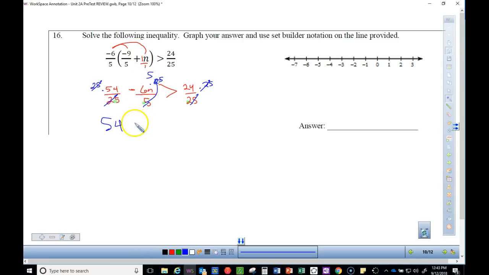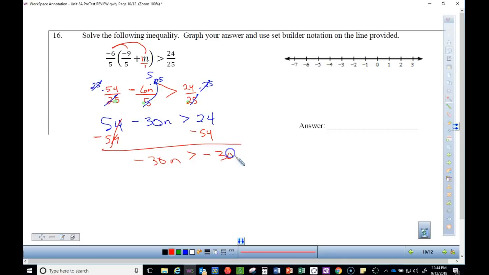Negative 6n times 5 would be negative 30n is greater than 24. All right. Now, my variable's here, so I have to get rid of this constant. So I will add, nope, I will minus 54 from both sides. Minus 54. So I'll get negative 30n is greater than 24 minus 54. 24 minus 54 will be negative 30.